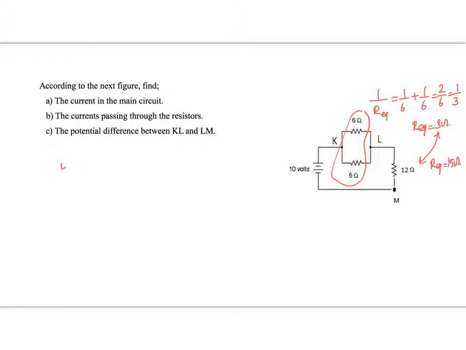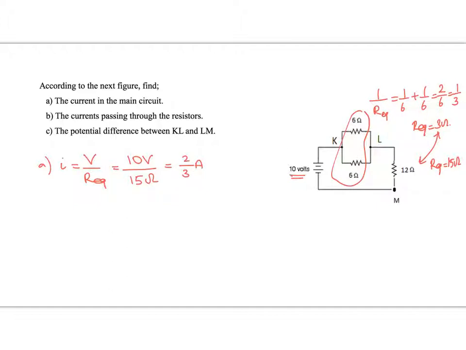So for part A, the current in the main circuit will be equal to the total potential over the total resistance. The total potential is the potential of the battery, 10 volts, over the total resistance 15 ohm, which is equal to 2 over 3 amperes.